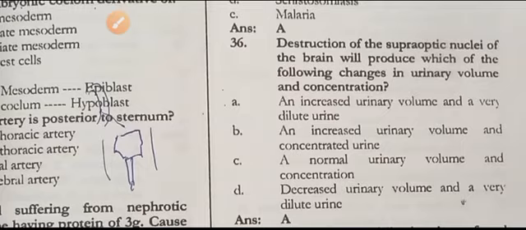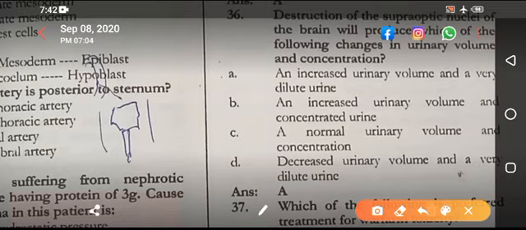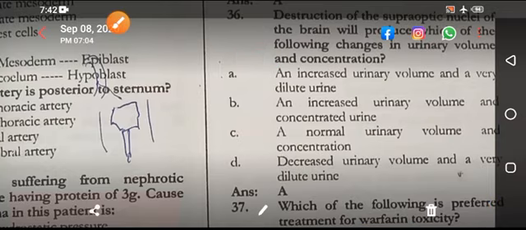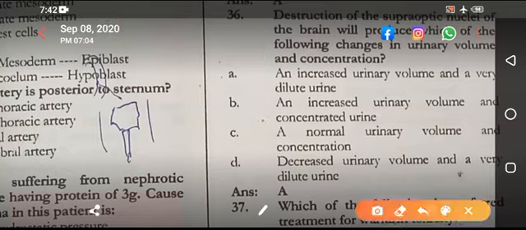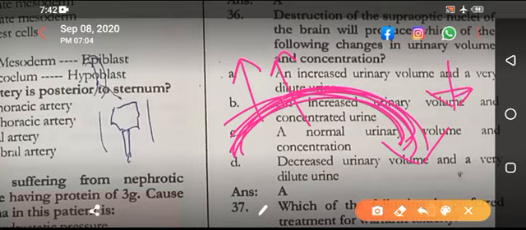Destruction of the supraoptic nuclei of the brain will produce what? So supraoptic nucleus controls the water, so there is the water balance. So you are having diabetes insipidus. So increased urinary volume and a very dilute urine. Why? Because the ADH is not working. If the ADH is not working, so it cannot absorb water. If it cannot absorb water, so you are having more urine. If you are having more urine, it will be more dilute, and the specific gravity will be low. Specific gravity of urine will be low, plasma would be high.